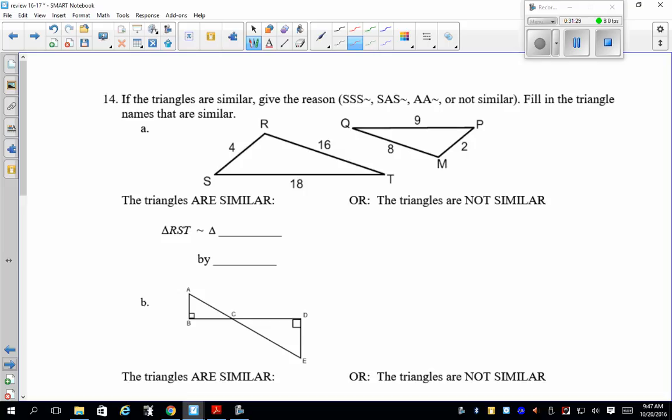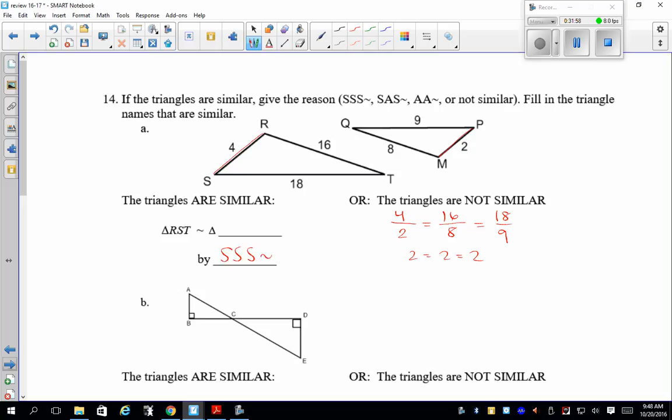All right, so part A, I have three sides. I'm going to check with all the proportions being equal. So I'm going to start with the small side here, 4 over the small side here, 2. That should be equal to the next 16 over 8, which should be equal to 18 over 9. All of these equal 2. So the ratio is the same. This is similar by side, side, side similarity.